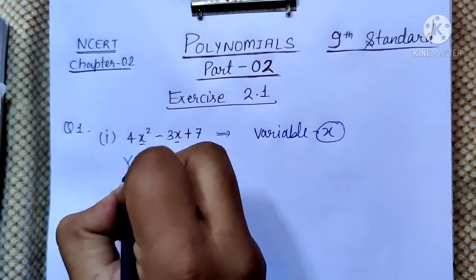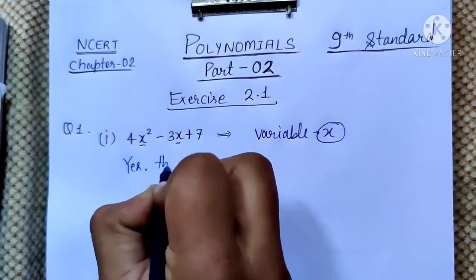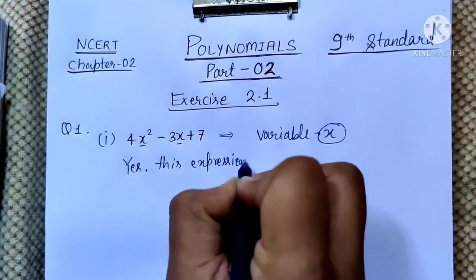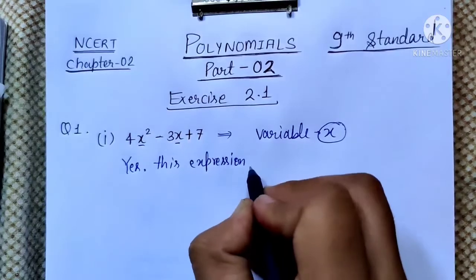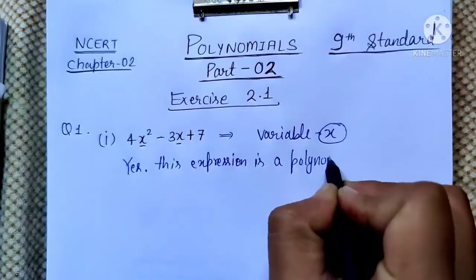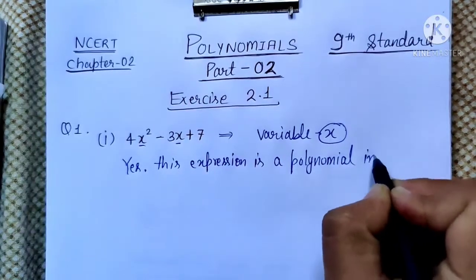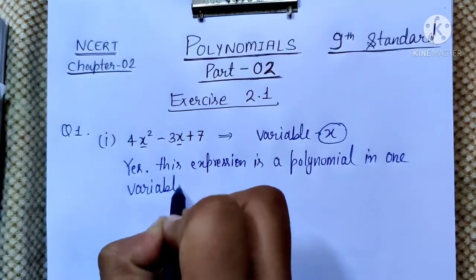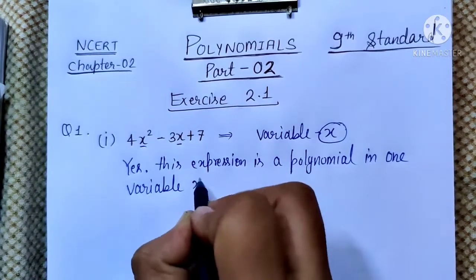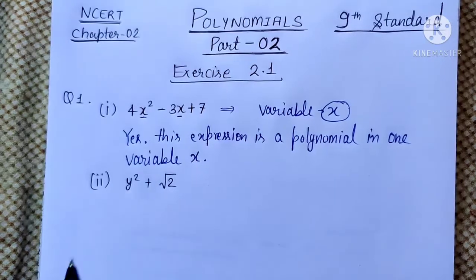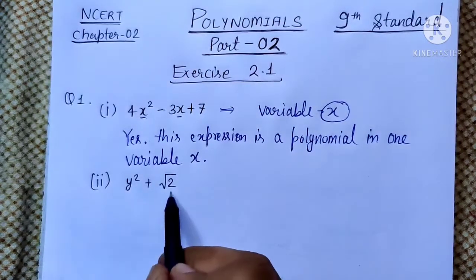So we can say yes, this expression, this algebraic expression, is a polynomial in one variable. And what is that variable? We have seen x. So only variable x. This is our first part done here. I hope it is clear. Now next part. So now the next part is what? y square plus root 2.